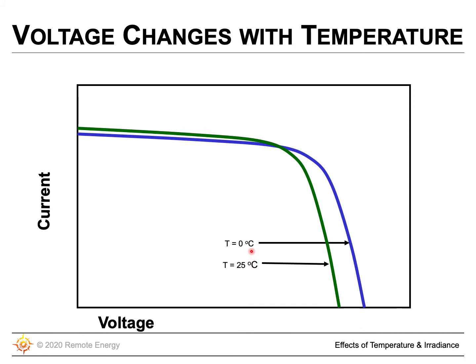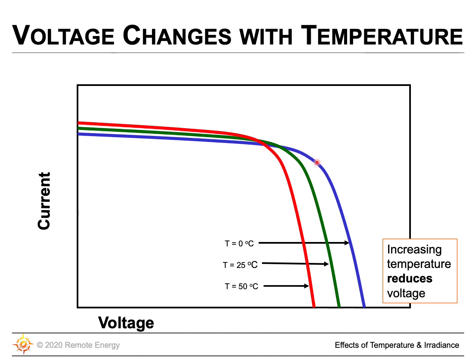Now, if we have colder temperatures, so instead of 25 degrees C cell temperature, now we're at 0 degrees C. What happens to our voltage is that the voltage increases, okay? And the amperage really stays close to the same. It drops a little bit, but the most significant thing that happens is that our voltage increases. And therefore, the maximum power point, or the amount of power that we get out of that module, increases as well. So colder temperatures can produce more voltage and more power.